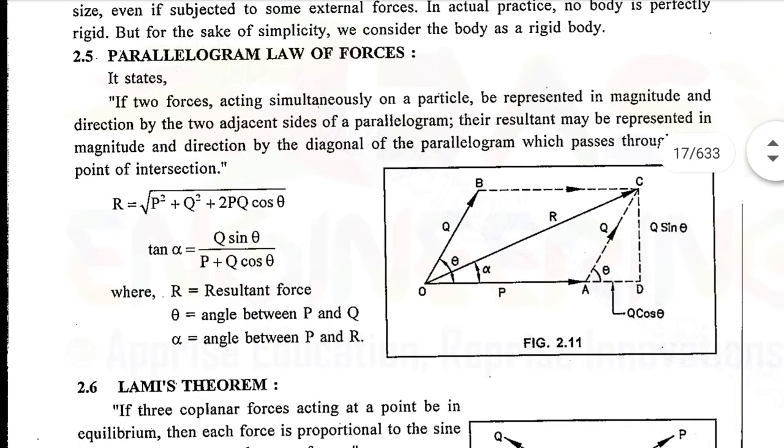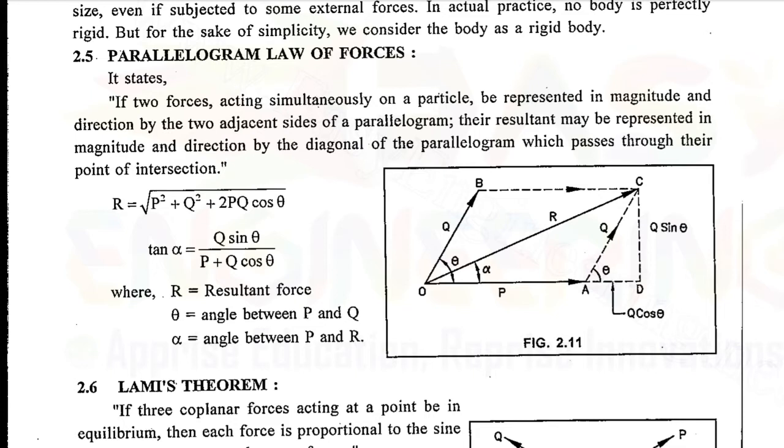So next one, parallelogram law of forces. What is the statement? If two forces acting simultaneously on a particle be represented in magnitude and direction by the two adjacent sides of a parallelogram, the resultant may be represented in magnitude and direction by the diagonal of the parallelogram, which passes through their point of intersection.